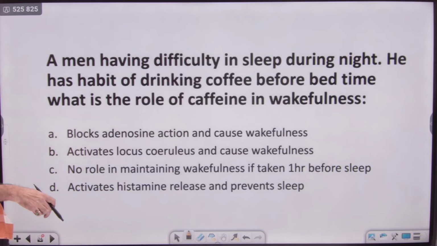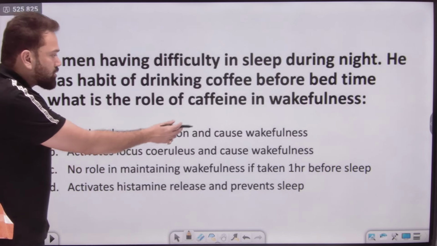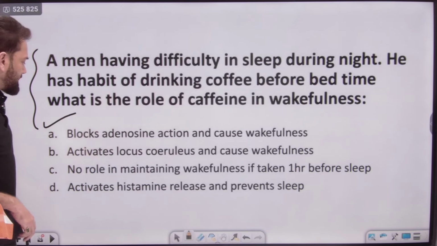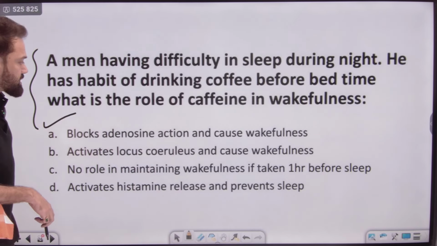A man having difficulty in sleep during night, he has a habit of drinking coffee before bedtime. What is the role of caffeine in wakefulness? Now every one of you must have marked it correct. It blocks adenosine action and causes wakefulness. Of course, this is the correct answer. It activates locus coeruleus and causes wakefulness.